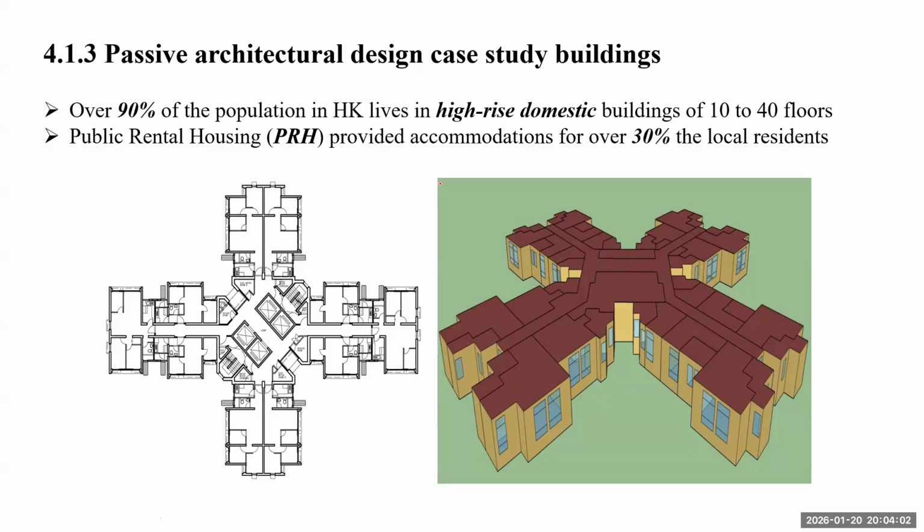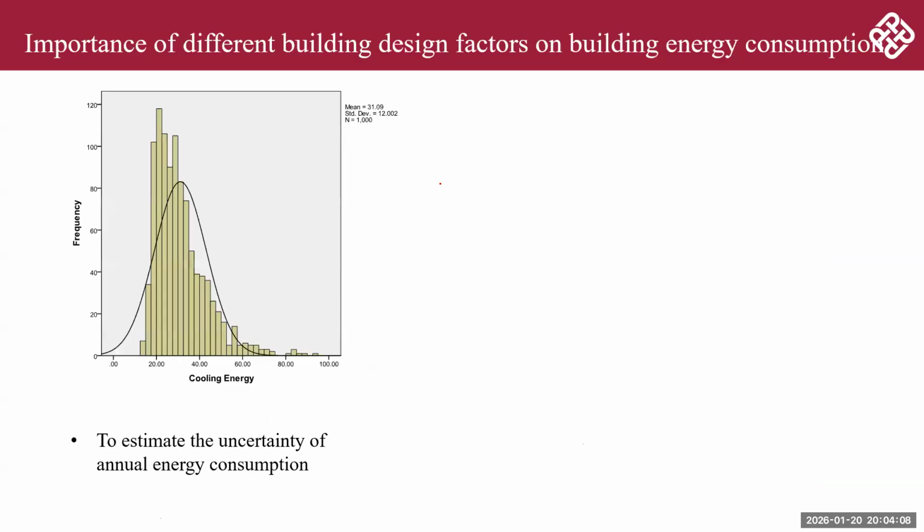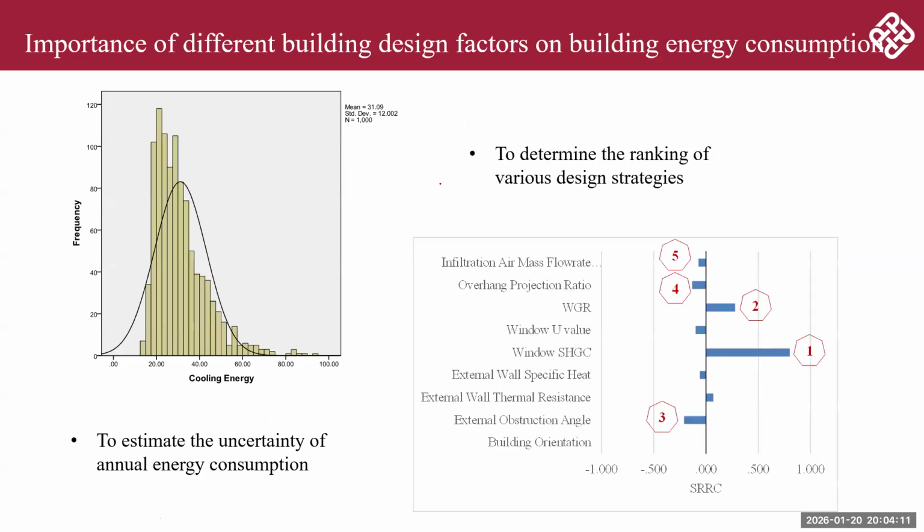Public rental housing provides accommodations for over 30% of the local residents. And we did some research. We studied the different passive design strategies, how they affect the energy use. For example, in this example, we found the solar heat gain coefficient of the window is the most important. So the selection of energy efficiency glazing window is almost the first, and also the window to wall ratio is very important for the building energy use.